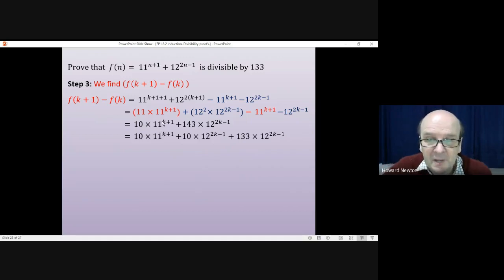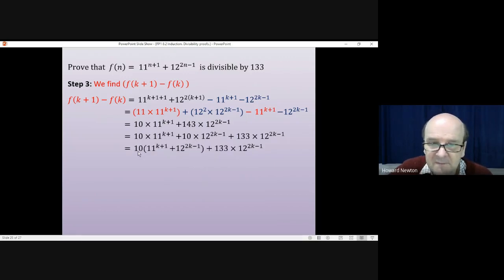Now, we've done nothing with that, but the 143 we split up into 2 bits. It feels a bit arbitrary, but it's not. We've split it up into 10 and 133. Both those numbers make sense. 133 because that's what we're checking divisibility by, so it's got to be a useful number to choose. 10 is useful because it's the same as the number here. That means we're going to be able to factorize in a minute. So that was the reason why we split 143 up in that way.